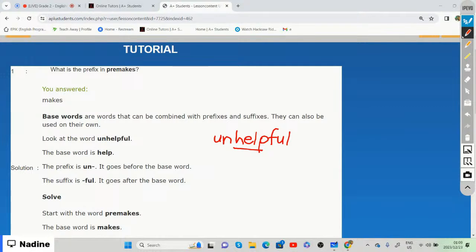But now if we put all three together, which is your prefix, your base word, and your suffix, the word is unhelpful, right? So the base word is the word that can be used on its own. And then we have the prefix, which is un, and it goes before the base word. And then we have the suffix, which is full, and it goes after the base word.